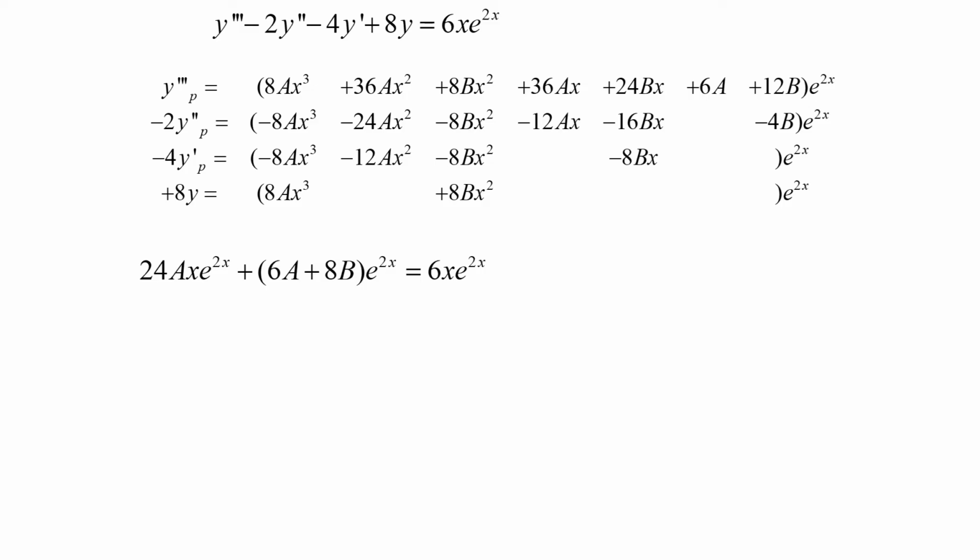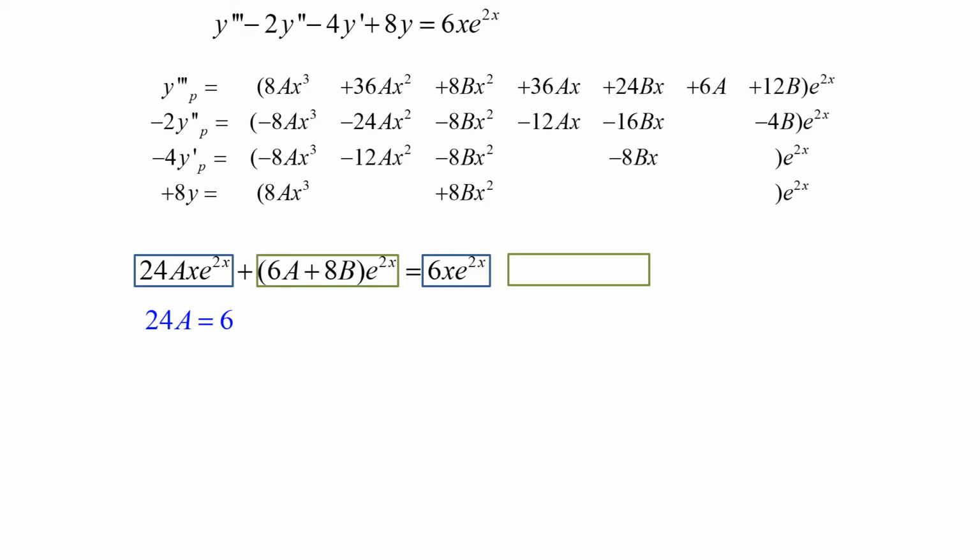Now that I've gone through that process and I've simplified, I can equate my coefficients. So if I look at my x e to the 2x terms, I have 24a on the left and I have 6 on the right. So 24a equals 6. If I look at my e to the 2x terms, I have 6a plus 8b on the left, and I don't have one on the right, so 6a plus 8b has to equal 0. We can solve this system of equations. From our first equation, a has to be 1/4, and if we plug that into the second equation and solve, we get b equals negative 3 over 16.